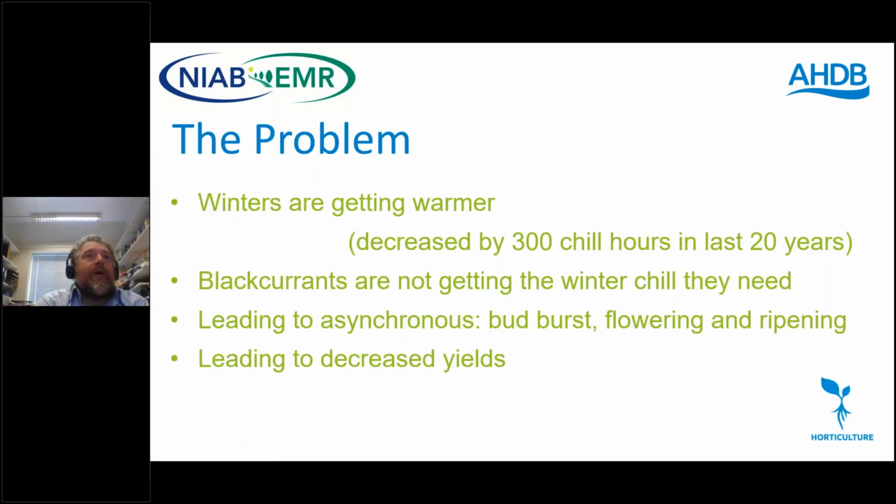So what's the problem? As Scott has said, our winters are getting warmer. In the last 20 years, the amount of winter chill we've been getting has decreased by 300 hours, and it's continuing. It's still getting worse. I know that's hard to believe with the snow outside, but there we are. So blackcurrants aren't getting the winter chill they need. This is leading to asynchronous bud burst, which is leading to the asynchronous flowering and ripening, which leads to decreased yields.